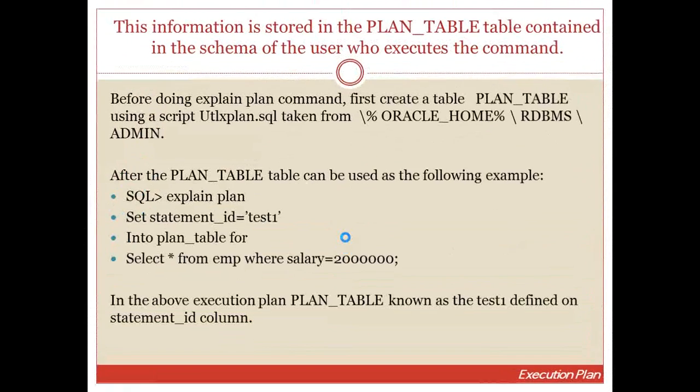This information is stored in the plan table contained in the schema of the user who executes the command. Before doing the explain command, first create a table. This is the plan table, using a script utlxplan.sql taken from Oracle Home RDBMS admin. We can copy and paste from this directory.